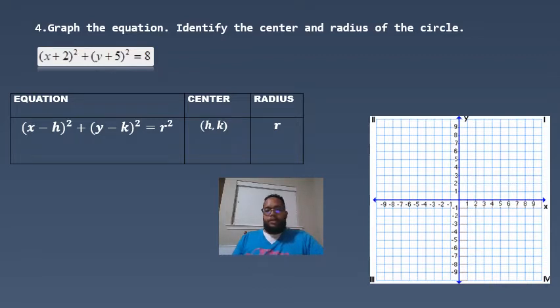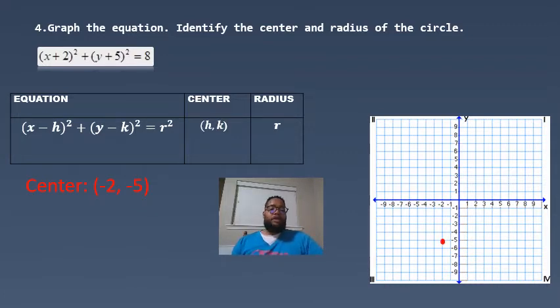All right, let's see if you got it right. x plus 2 means h is negative 2. Remember, you switch the sign. y plus 5 means k is negative 5. So our center is negative 2, negative 5. Now our radius r is going to be the square root of 8.